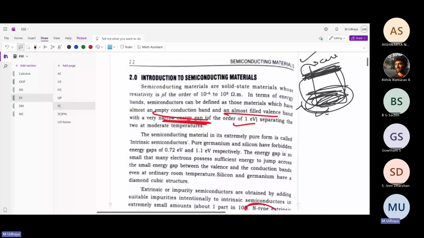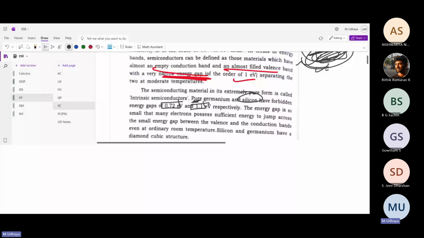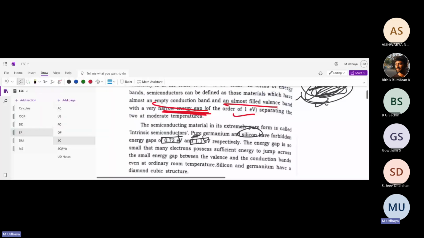So in that case, what happens here? When you supply a very small energy, the electrons can easily jump to the conduction band and do the conduction process. Just simple values, for pure germanium and silicon: pure germanium has an energy band gap of 0.7 and silicon has an energy band gap of 1.1 electron volts respectively. Silicon and germanium are very much preferred for conduction, especially because of their nature. What kind of nature? A pentavalent nature or a trivalent nature, which we'll be looking into.